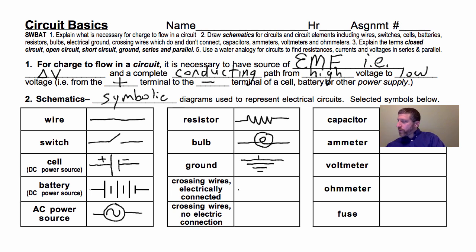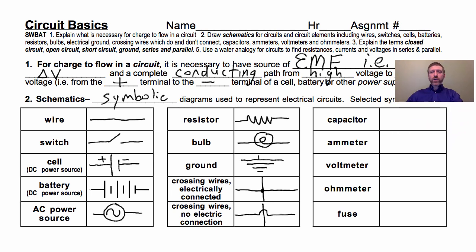Crossing wires. Now, if you're trying to draw a circuit diagram and wires cross, that means that they're electrically connected. If you really want to emphasize that, sometimes there'll be a dot right there showing that they're connected. If you want wires to cross but not be connected, you've got to draw them like this. A little jump over like that. That indicates that they are not electrically connected.